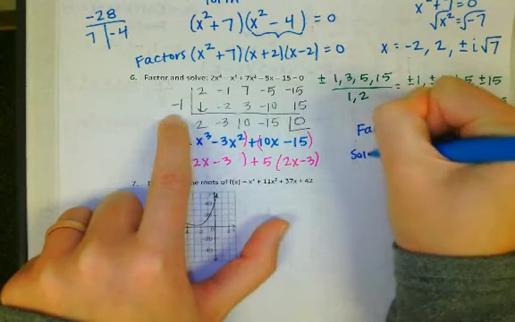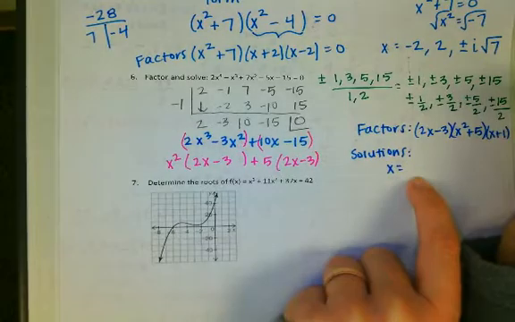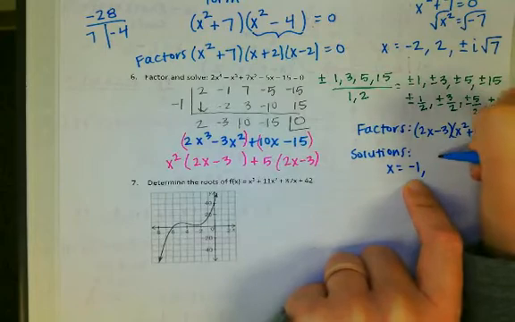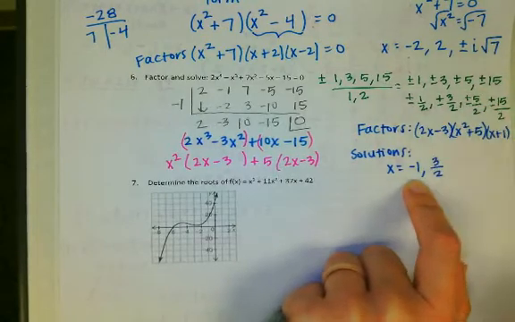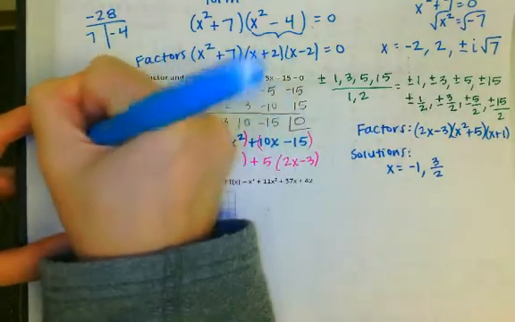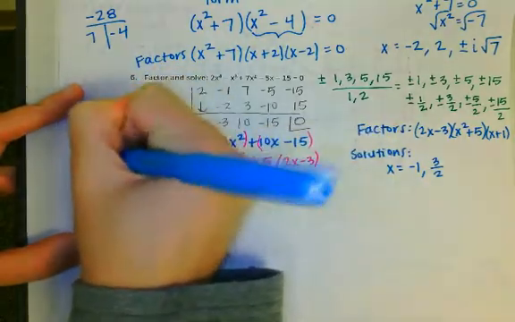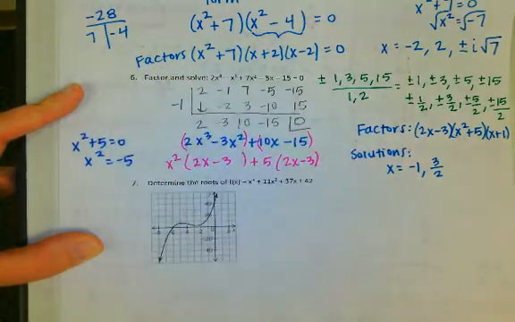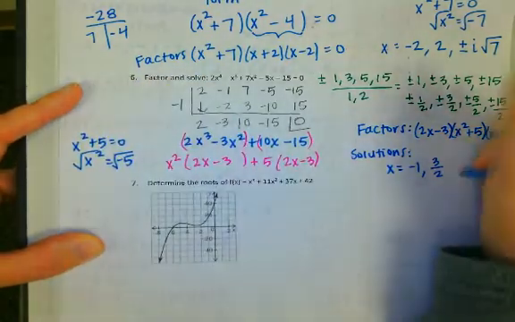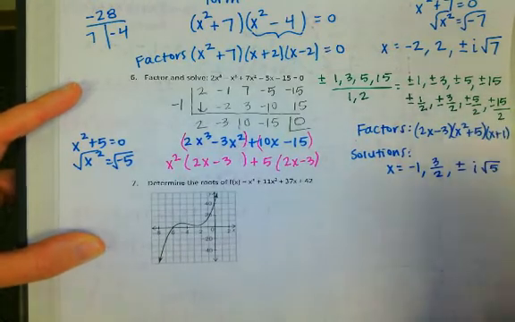Then our solutions would be negative 1 that we know, set 2x minus 3 equal to 0 and get 3 halves, and then I'm going to get imaginary solutions again with the x squared plus 5 equaling 0. X squared equals negative 5, and take the square root of both sides. Those imaginary solutions come in pairs, plus or minus i square roots of 5.